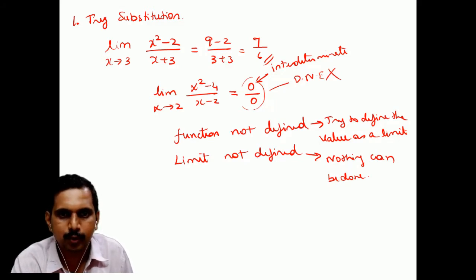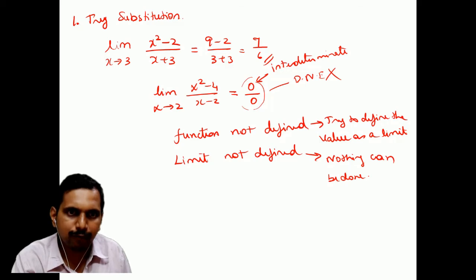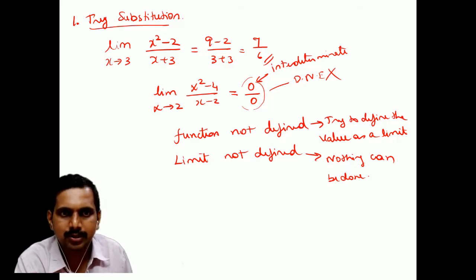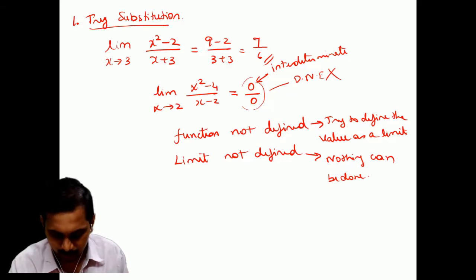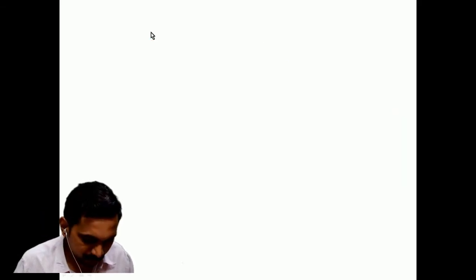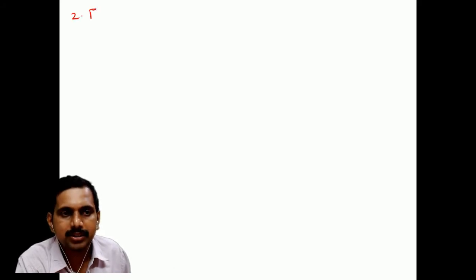x square minus 4 divided by x minus 2. First, try substitution, which has not worked. What is the next step we can do? The next step, if you are failing with substitution, is factorization.